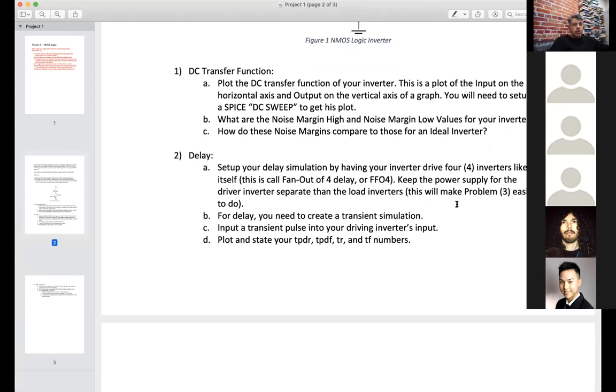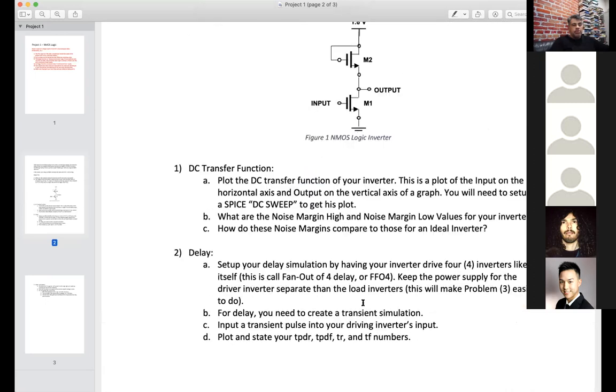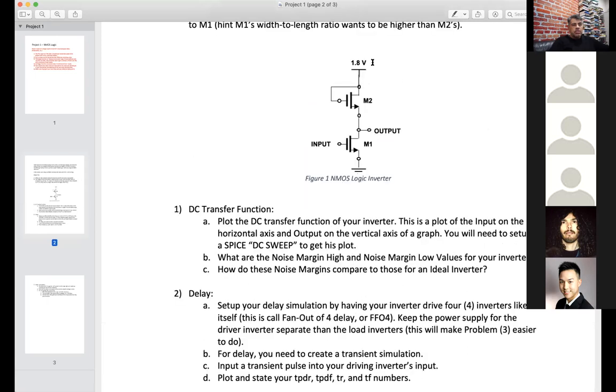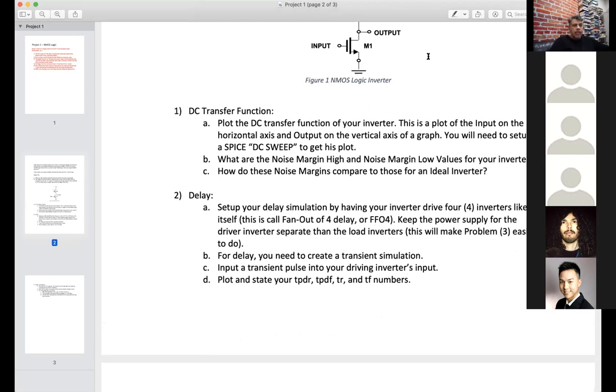So you'll have an inverter and then another 4 of these sitting out here, and the output of this is driving all those inputs. As you'll see for problem 3, my suggestion is to keep the supply for this first inverter a different voltage source than the other inverters, not a different value, but a different source, because you have to read something from there, but you don't have to do that.